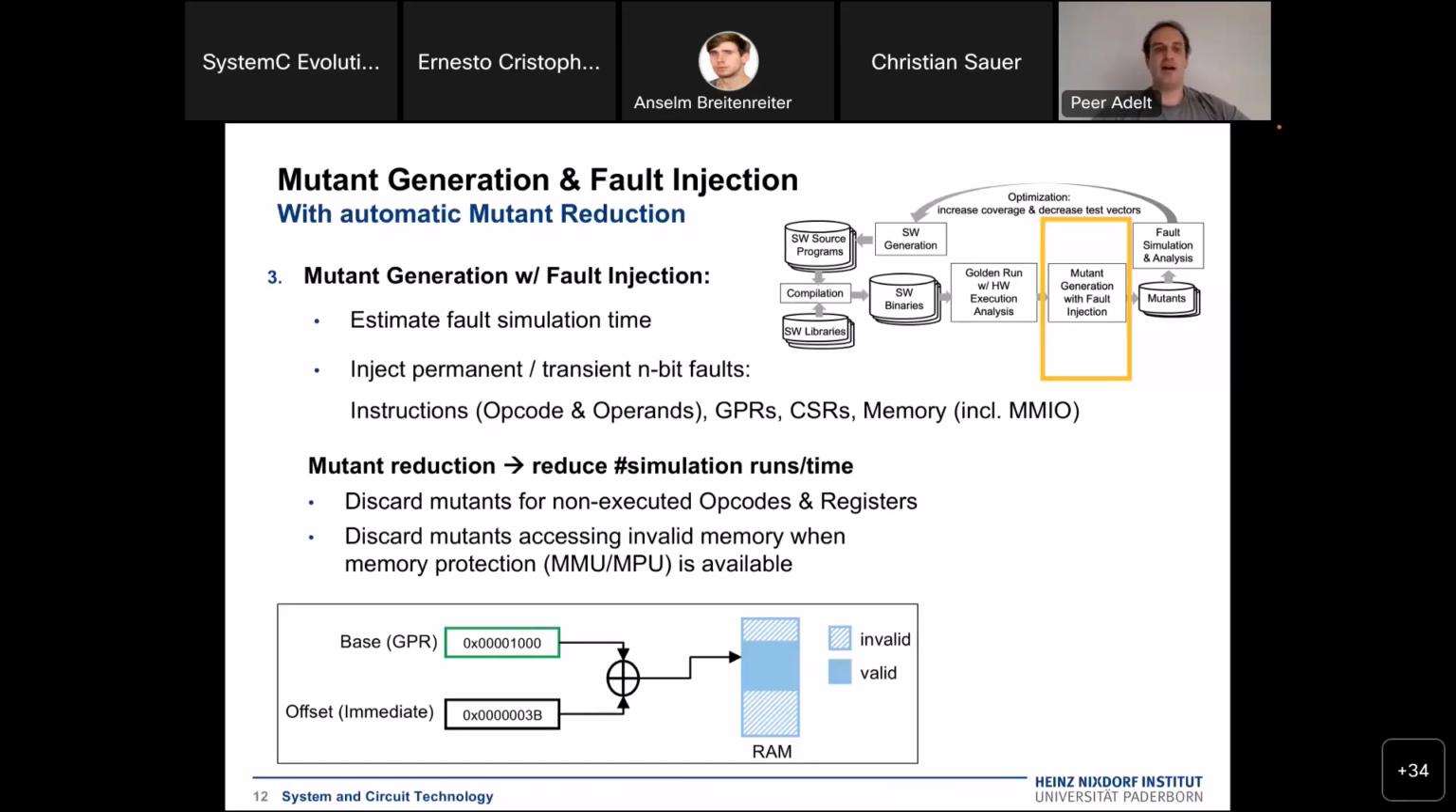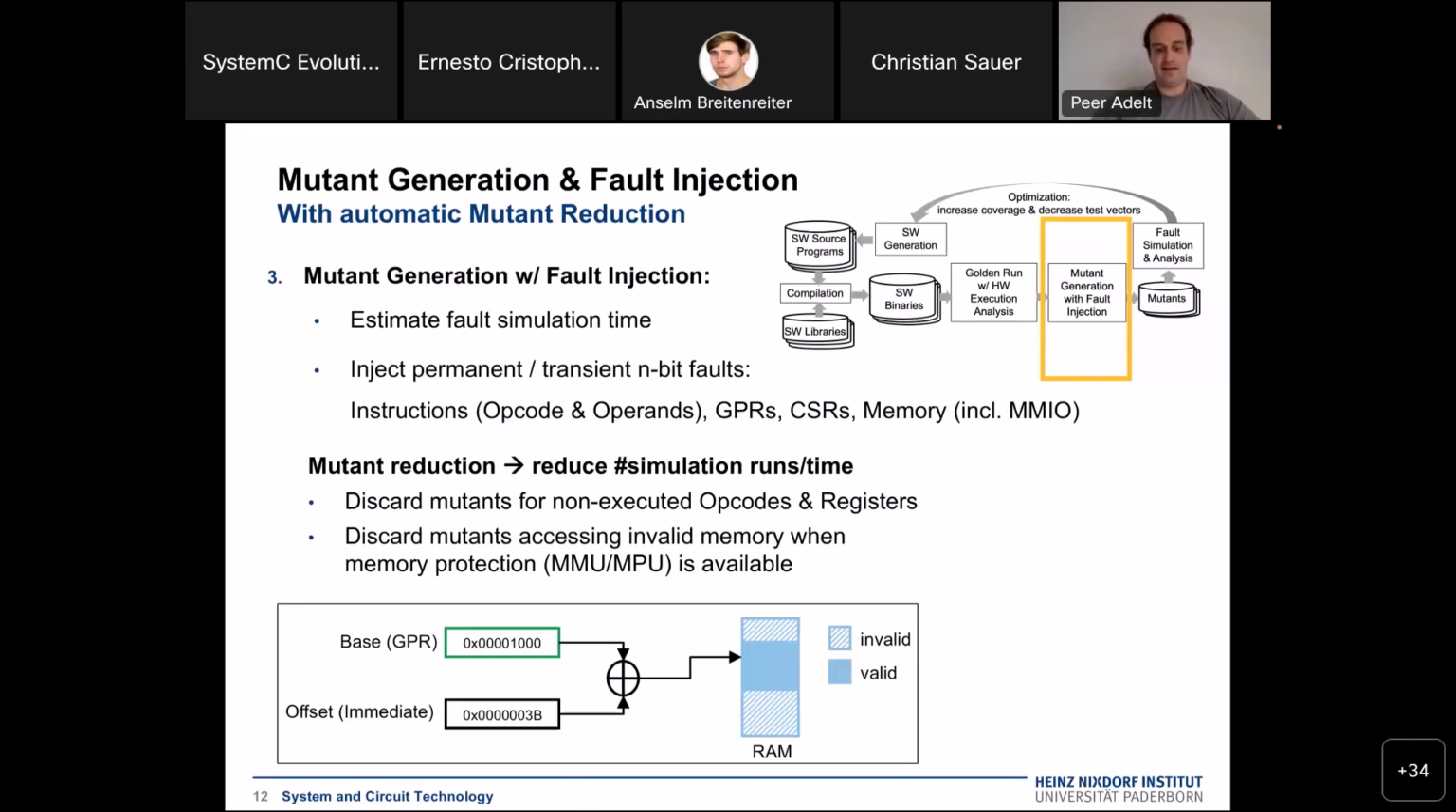For example, we can skip mutants that would affect hardware that's not being used by the test software. For example, if we have a test software that doesn't use the general purpose register 1, it doesn't make any sense to simulate this software with a fault injected CPU which has the fault injection in register 1.